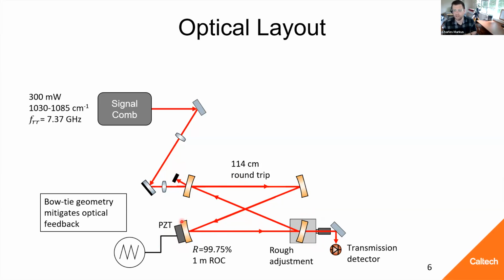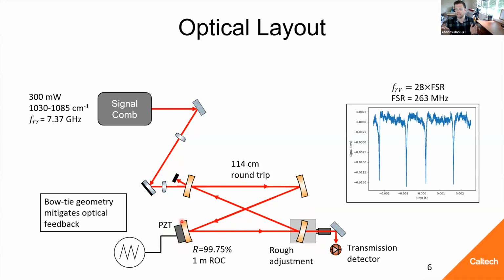The reason we had to have this rough adjustment is that we wanted to set the free spectral range of the cavity to match an integer multiple of the repetition rate. And so when we found this condition of FSR equal to 28 times the repetition rate, we saw, just in the DC transmission, these comb modes stack up, and many of them appear to transmit at the same time.